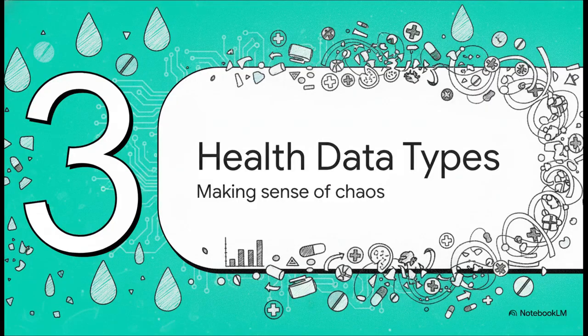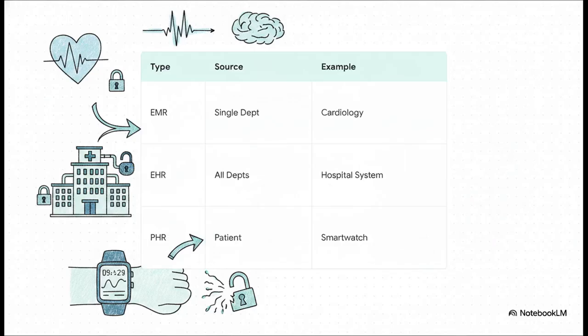Which brings us to Section 3, health data types, and how we actually make sense of all this chaos. So where does all this messy data actually come from? Well, first up, we have the EMR, the electronic medical record. Think of this as heavily controlled data from just a single department, like cardiology. Next, you've got the EHR, the electronic health record, which essentially scoops up and aggregates all those separate departments across an entire hospital system. And finally, you have the total Wild West, the PHR, or personal health record.